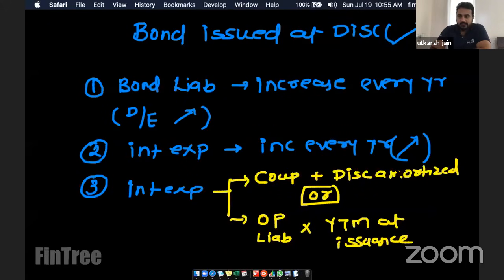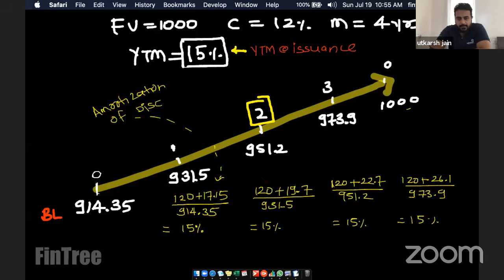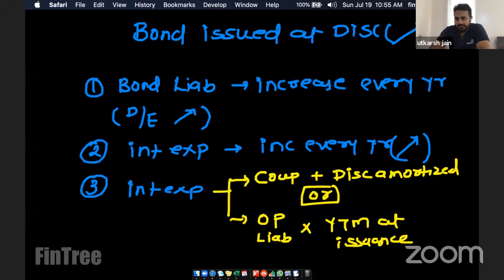Or alternatively, here's what we can do. Take the opening liability. When I'm at year 2, what was the liability at the beginning of the year? The closing of year 1, which is 931.5. So take this 931.5 and multiply it with 15%. You would again get the same number, 139.7, right? So whichever way you do it, you're going to get the same answer.